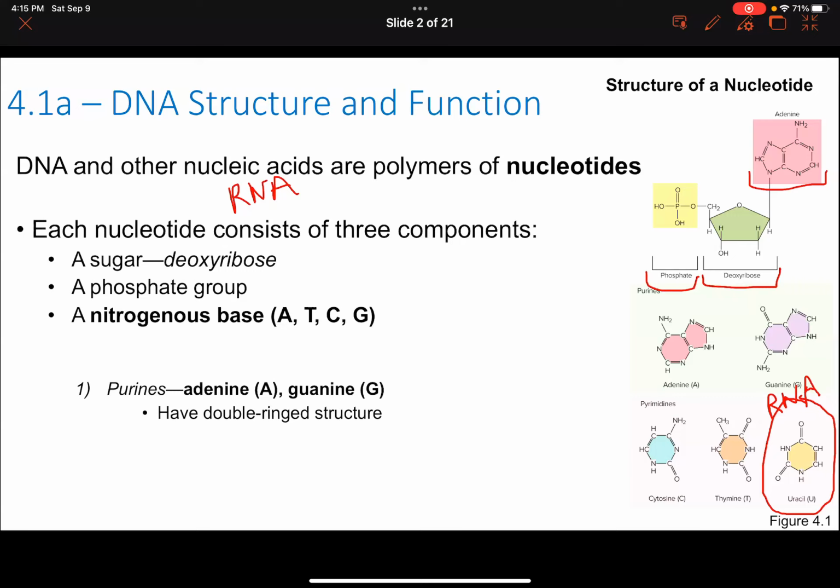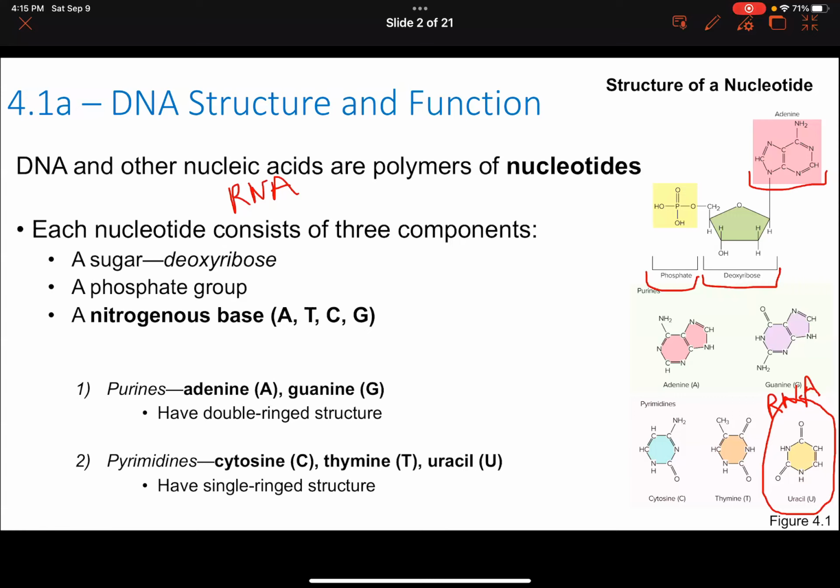I'm not as concerned with you knowing what category they fall under, but for your information, purines are going to be the double ringed structures that are adenine and guanine, and the pyrimidines are going to be single ring structures, cytosine, thymine, and uracil. I'm more concerned with you knowing the names, adenine, guanine, cytosine, thymine, and uracil, and which structures they belong to.